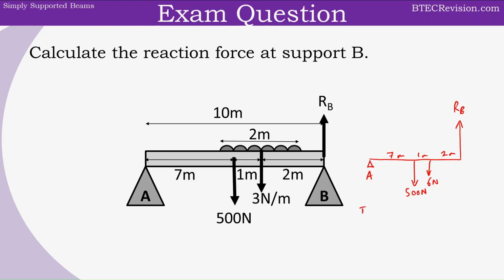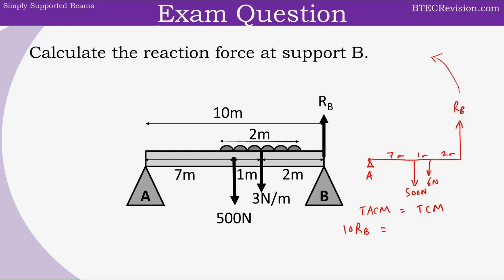Now we can write down our principle of moments. Total anti-clockwise moment is equal to the total clockwise moments. Now looking at which is clockwise and which is anti-clockwise, anti-clockwise is going to be the RB, which is having that direction. If we consider the pivot to be A, we can say the distance 7 plus 1 plus 2 gives us 10, and the force is RB. So that's RB times 10 gives us 10 RB. And that's equal to the total clockwise moment.